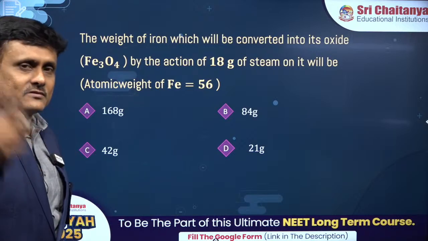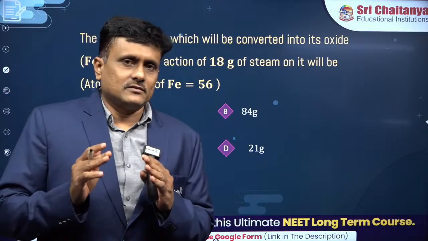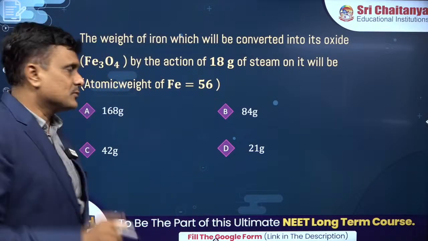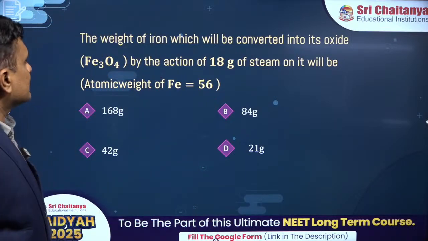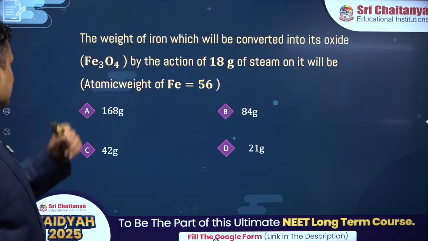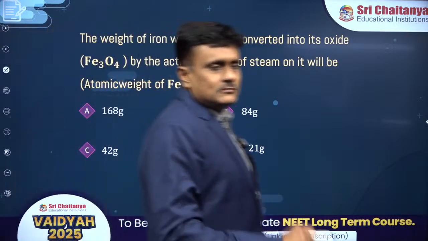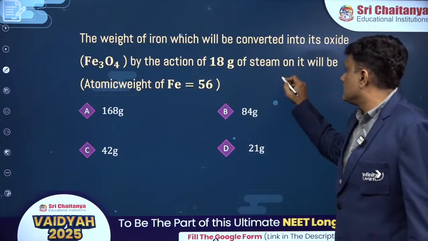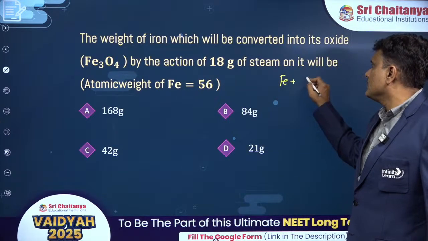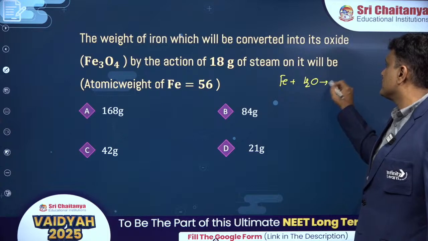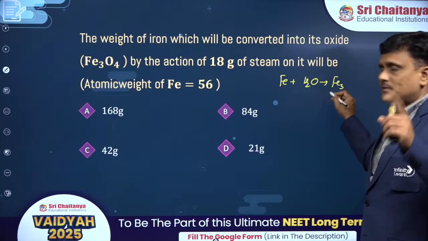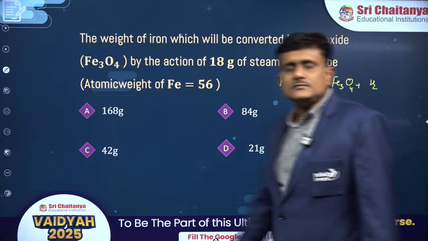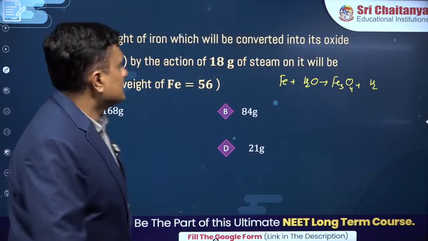Stoichiometry. In every exam, there is one question which you don't feel like solving, but if you observe this question, they are basic, absolutely basic. Mole concept only mostly. The weight of iron which will be converted into its oxide by the action of 18 grams of steam. Write the equation, balance it, convert the mass into moles. Finished. Fe plus H2O gives Fe3O4. You need to check what product is obtained. Sometimes it will be Fe2O3. Write the equation, balance it.